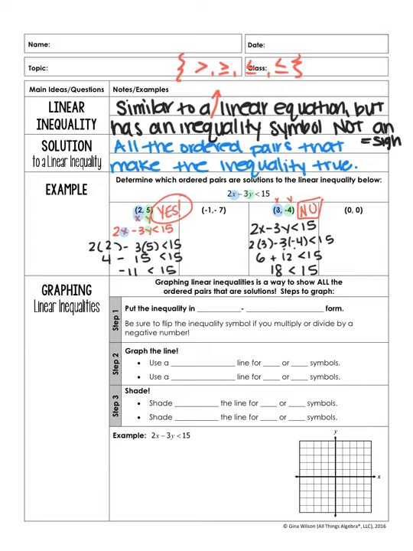All right, go ahead and try this one that says 0, 0 on your own. Determine if 0, 0 is a solution to our linear inequality 2x minus 3y is less than 15, plugging 0 in for both x and y.